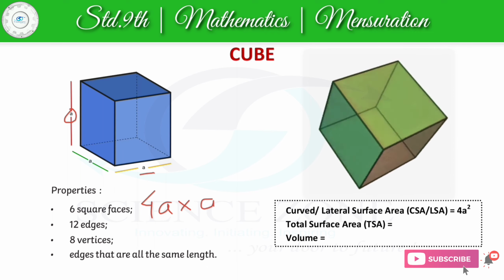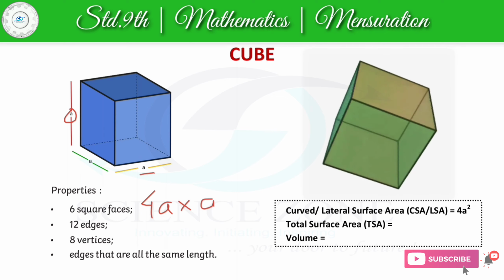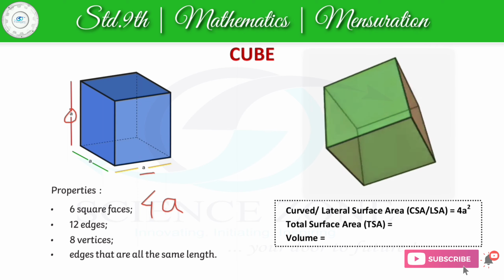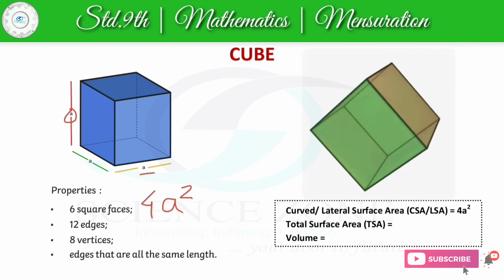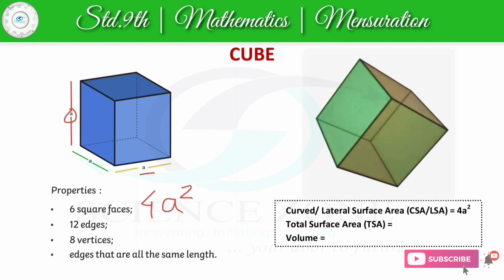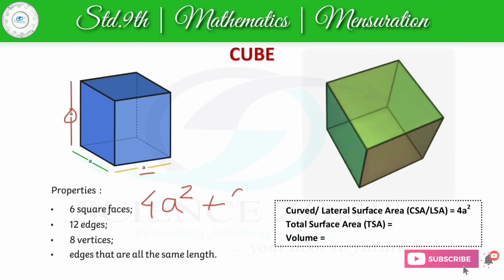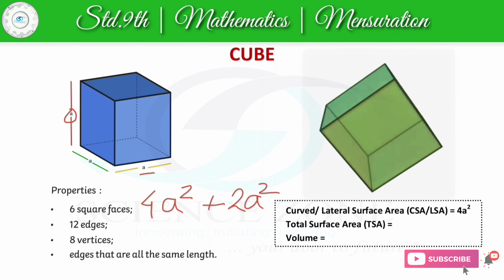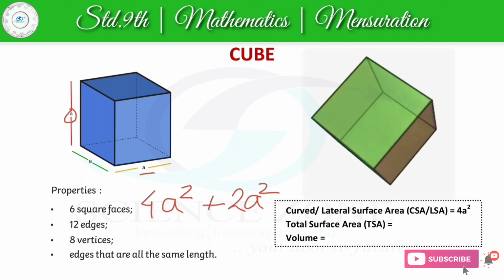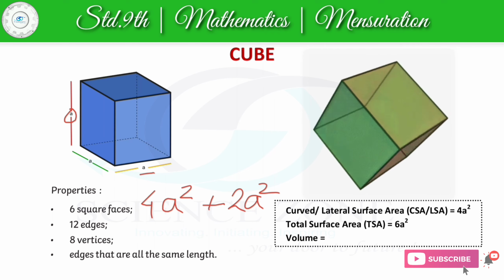Now, what will be the formula for total surface area? The formula for total surface area is curved surface area plus the area of bases. In this case, the curved surface area is 4A square and the bases are squares. There are 2 bases and each base is a square. Area of one square is A square. So the area of 2 squares will be 2A square. So the total surface area of a cube will be 4A square plus 2A square, that will be 6A square.